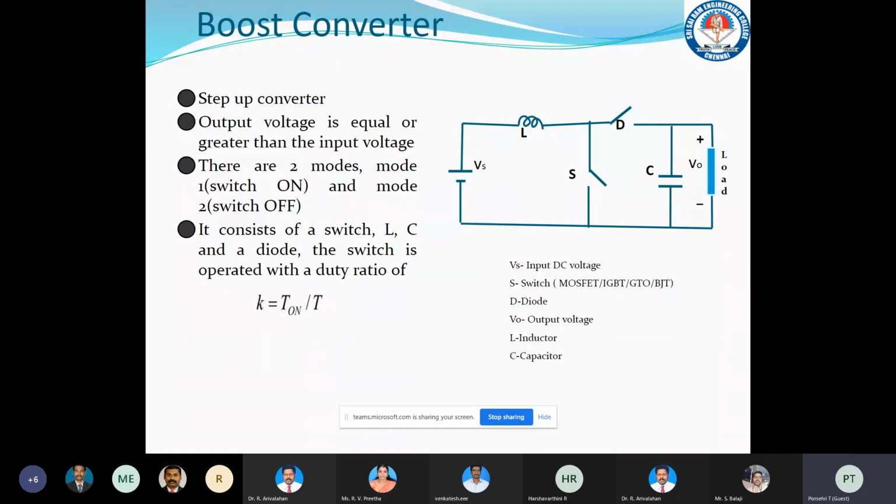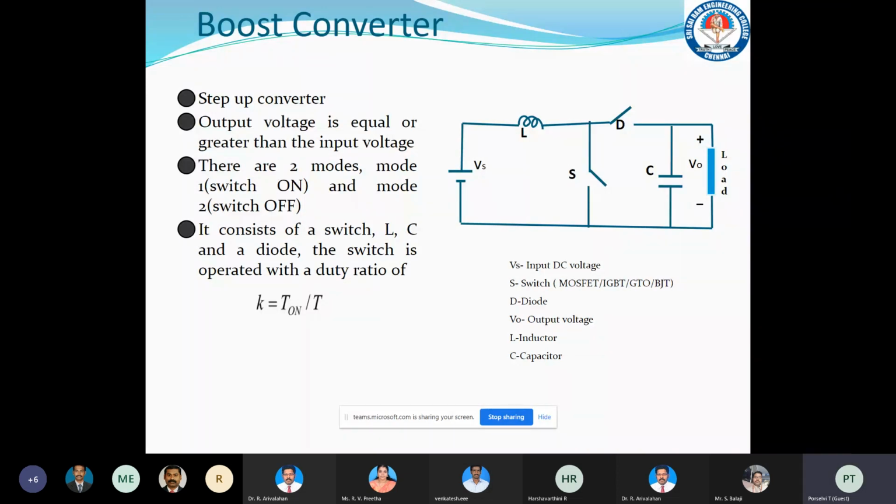Here Vs is the input voltage, L is the inductor, which is the main component in the boost converter. Because of the presence of L in series with the input voltage, we are getting the output voltage which is more than the input voltage. And we have the switch S. The S again can be a MOSFET, IGBT, GTO or BJT, and we'll be having the diode, and the capacitor C is meant for reducing the ripple content of the output voltage.